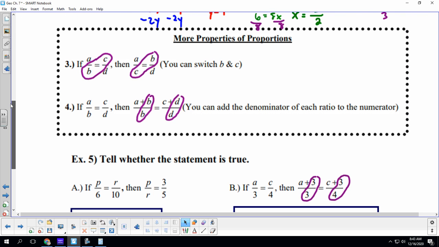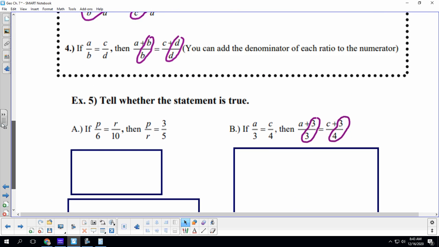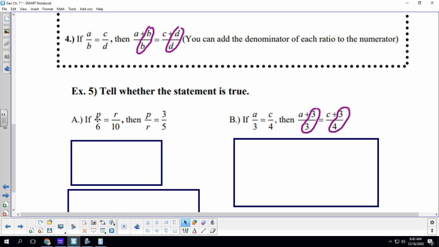All right, let's go use those for fun. Okay, so if P over 6 equals R over 10, then P over R equals 3/5. Tell whether the statement is true.